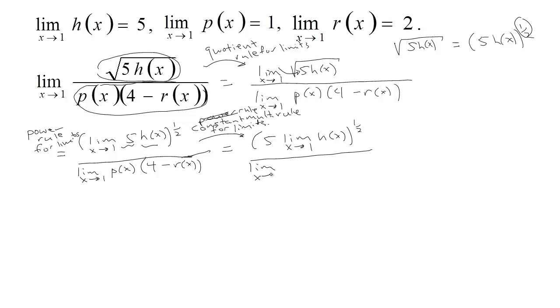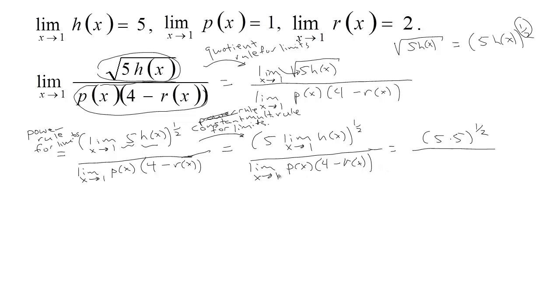I haven't done too much with this limit downstairs at all. I've been sort of saving it. Well, now we're pretty good with the top, because we know what the limit as x tends to 1 of h is. We know that's 5 because that was given to us. So now up on top, we have 5 times 5 to the 1/2.